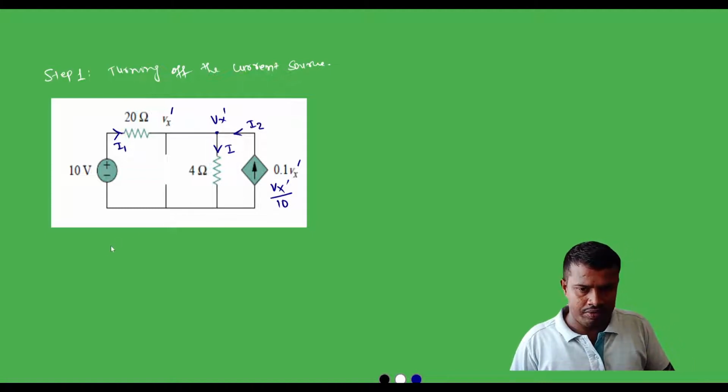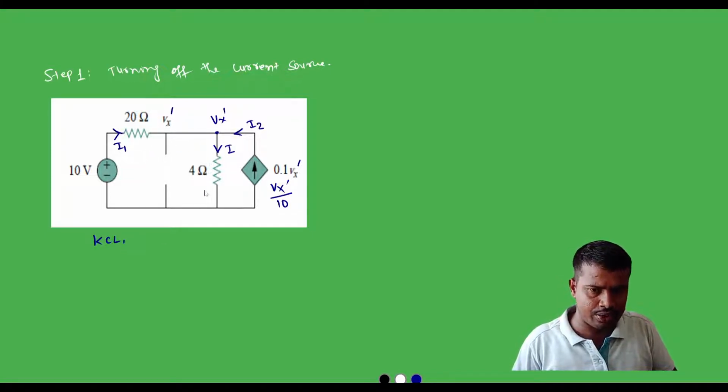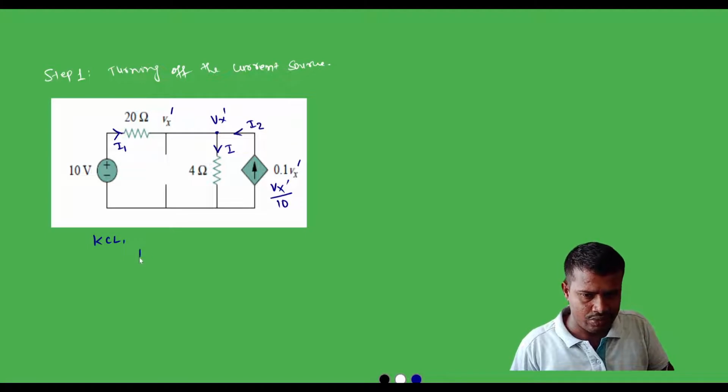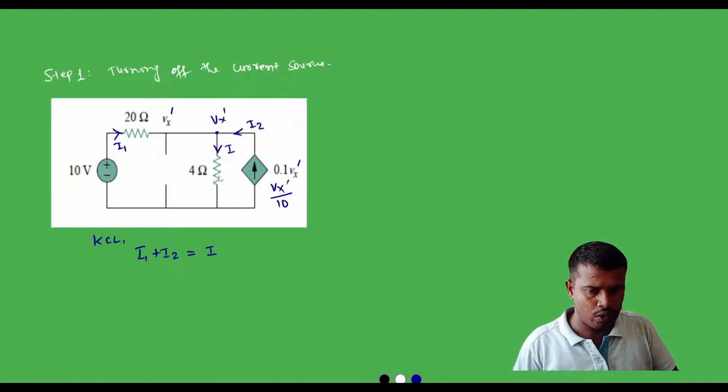Now we can apply KCL. When applying KCL, the algebraic sum of incoming currents is equal to the algebraic sum of outgoing currents. In this, the incoming currents are I1 and I2, and the outgoing current is I. So we can write I1 plus I2 is equal to I, the outgoing current which is flowing through the 4 ohm resistor.